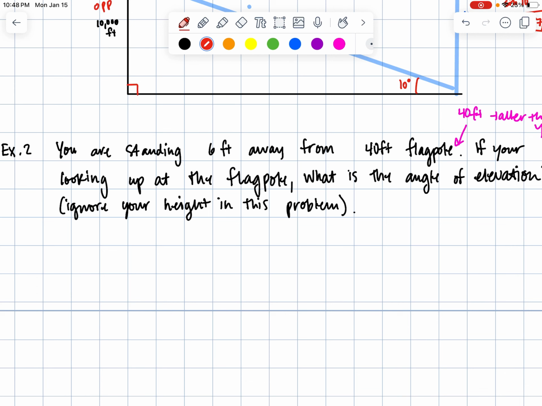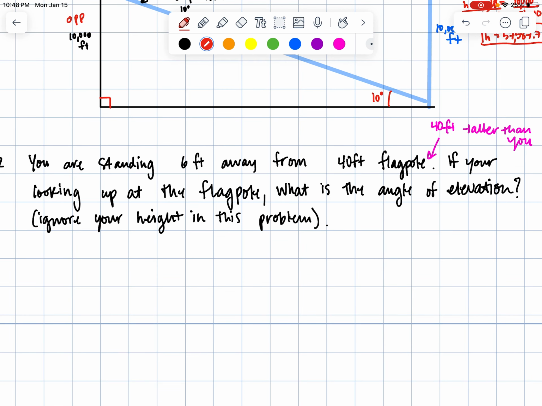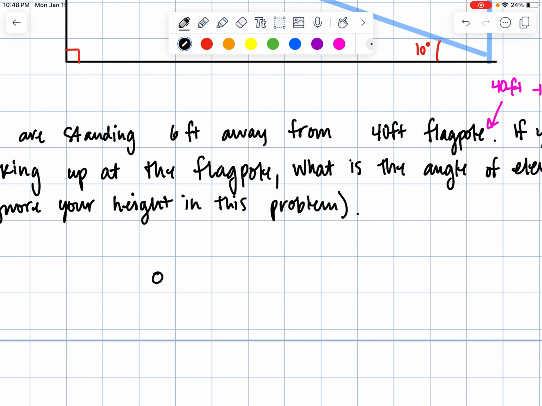Example 2. You are standing 6 feet away from a 40-foot flagpole, and assuming this is 40 feet taller than you, because we want to neglect your height. If you notice, it says ignore your height in this problem. Looking up at the flagpole, what is the angle of elevation? So let's take a look.